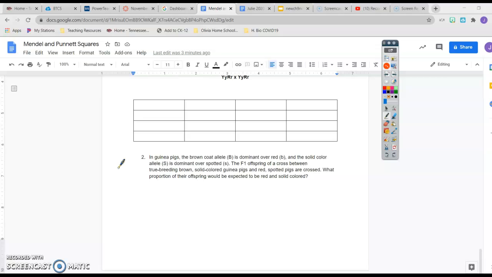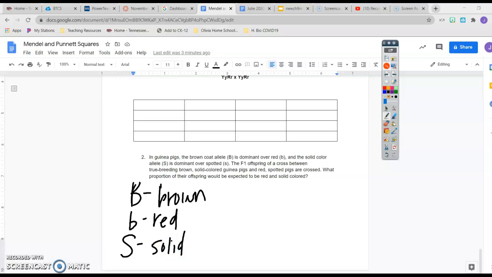So let's make a key first. I'm going to say capital B, like it gives me, is brown, and lowercase b is red. So brown is completely dominant over red. Capital S, which is not the best letter, is solid, and lowercase s, I'll make it cursive, is spotted.